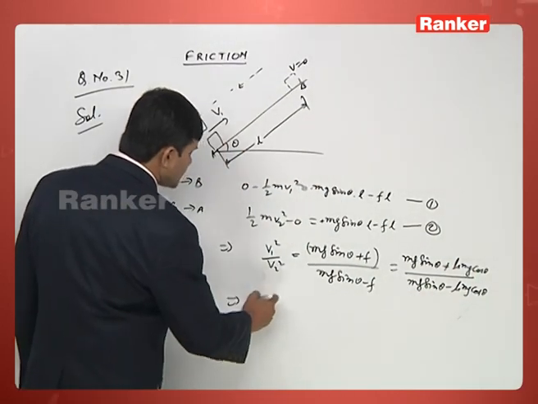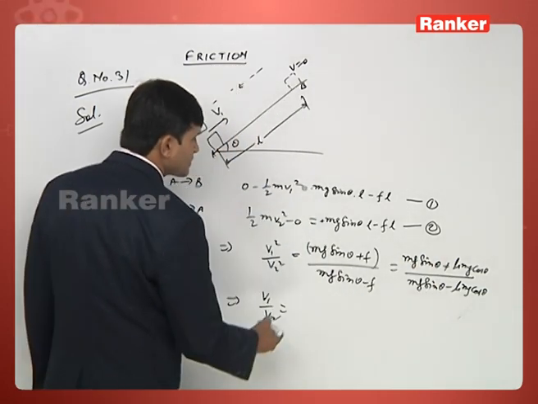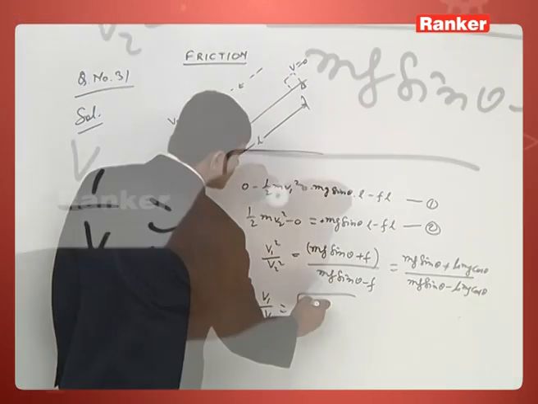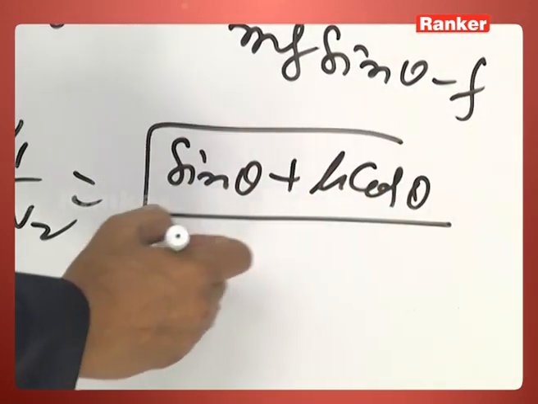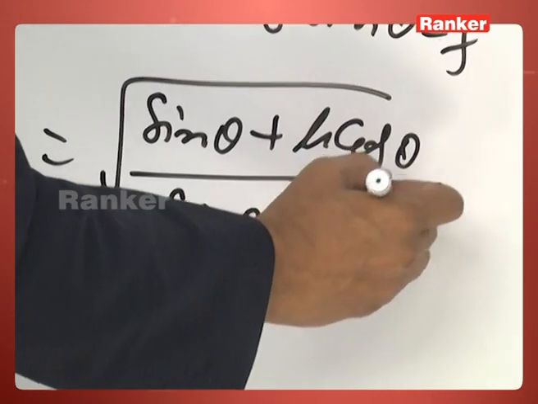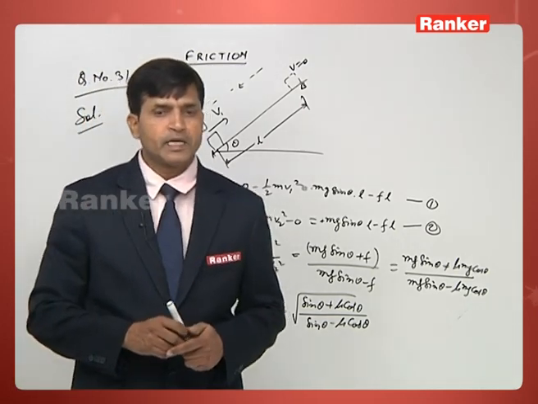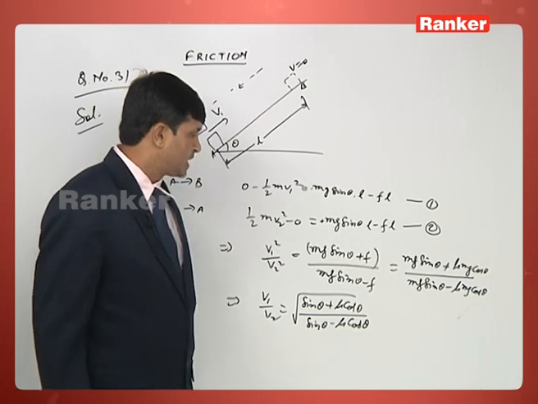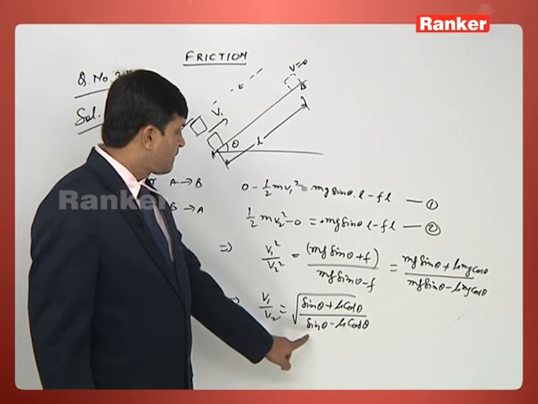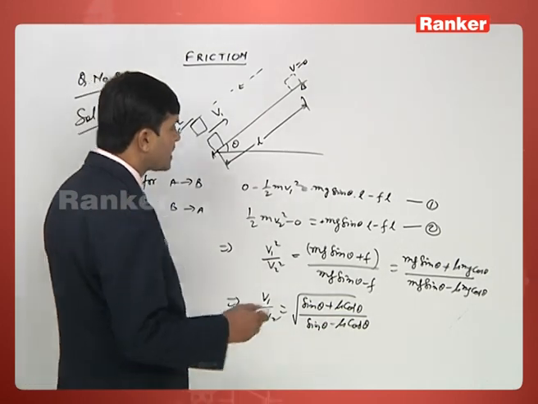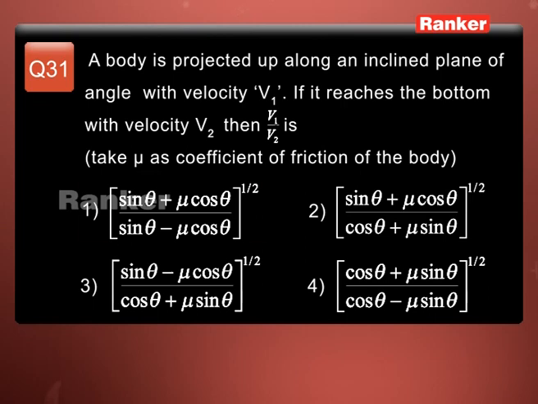So finally we can say v1 by v2 is equal to, mg and mg cancel, so root over sin theta plus mu cos theta by sin theta minus mu cos theta. This is the value of v1 by v2. So as per the given options, sin theta plus mu cos theta by sin theta minus mu cos theta, option number 1 is correct. So finally your answer, number 1, is the correct option.